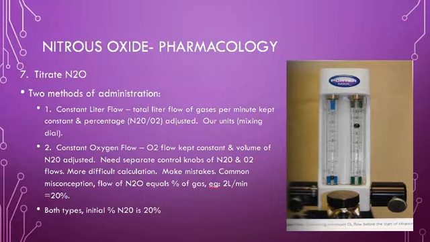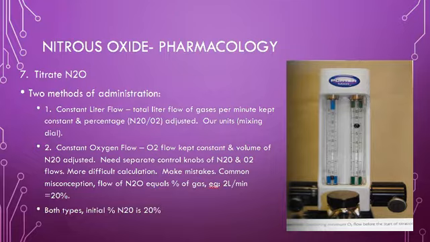What that means is, let's say that you have them on 6 liters total gas flow, and you start out with 100% oxygen, and you turn up the nitrous oxide to 25%. Then it will take 25% of that 6 liters and give you nitrous oxide. So 25% of the 6 liters will be represented by nitrous oxide gas, and the other 75% will be represented by oxygen. And this does this automatically.